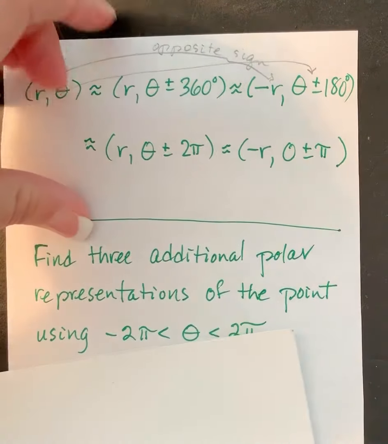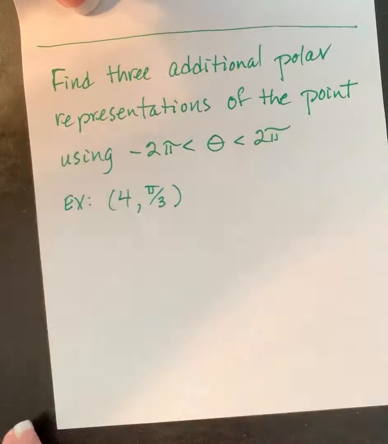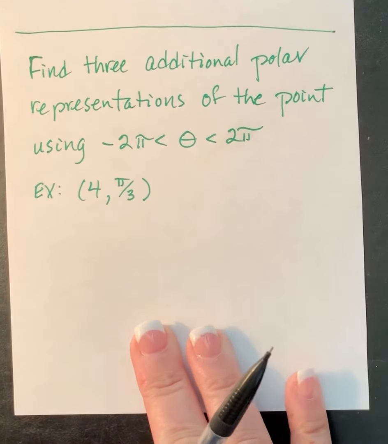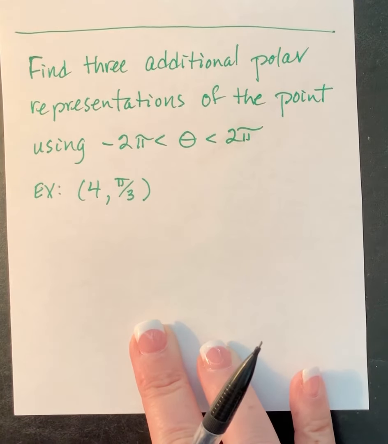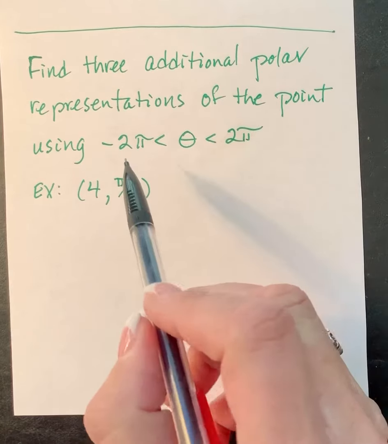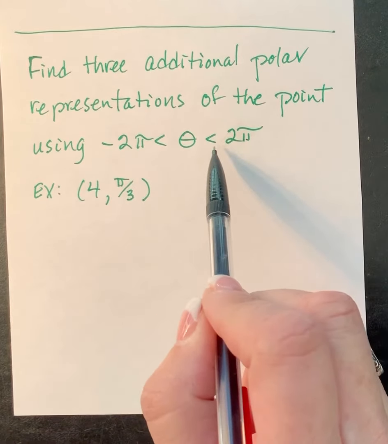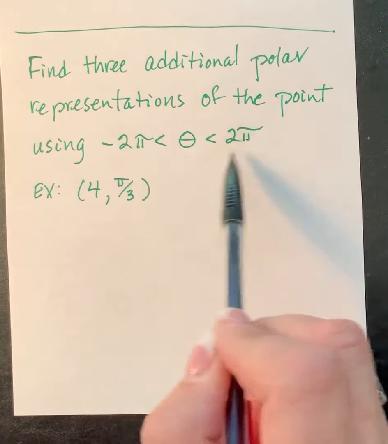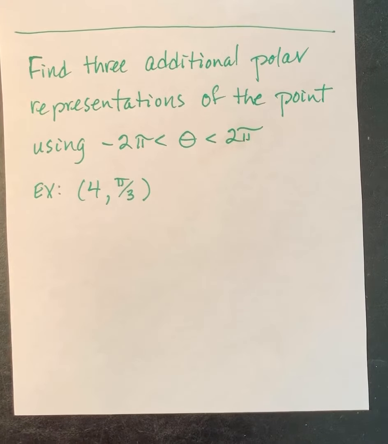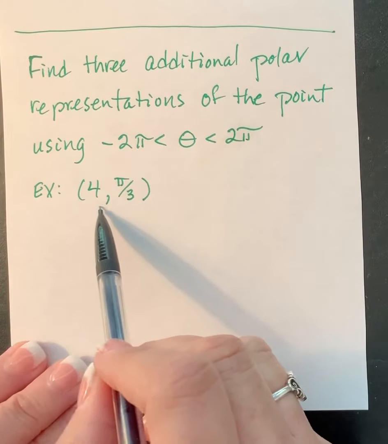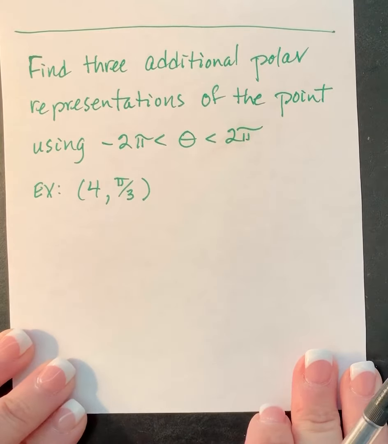Okay, so one last type of problem. These are very much what's in the book. Find 3 additional polar representations of the point using negative 2 pi is less than theta, which is less than 2 pi. Okay, so they're restricting theta to be within there. Okay, so we've got this point here, 4 comma pi over 3.